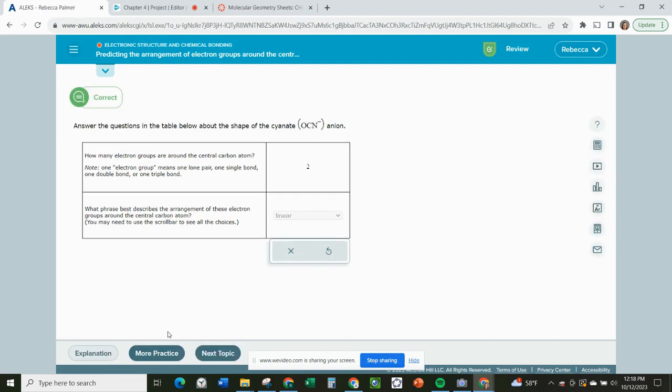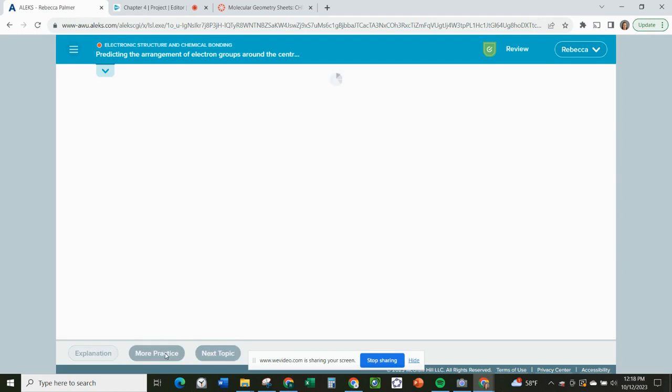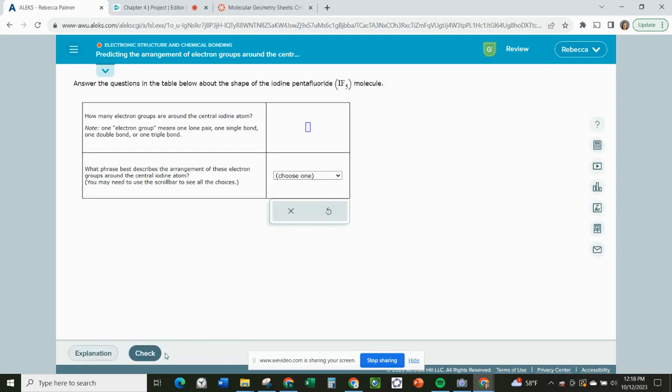Okay. Let's do one more. Let's see. Did we do this one? We haven't done this one. Okay, let's try this one. This will be our last one. So we have iodine pentafluoride, IF5.